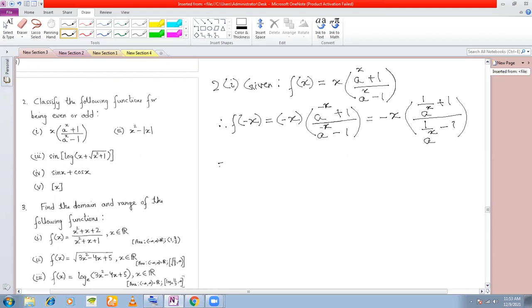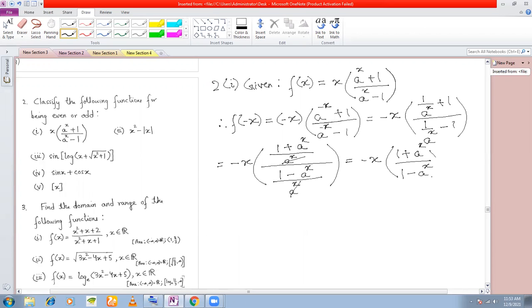Okay. So this is equal to minus x times. Now if you take the LCM in the numerator, e to the power of x will be the LCM. So 1 plus e to the power of x you will get in the numerator, and in the denominator e to the power of x is again the LCM, and you'll get 1 minus e to the power of x. So here what happens? E to the power of x, e to the power of x cancel. So you're simply getting minus x times 1 plus e to the power of x by 1 minus e to the power of x. Okay.